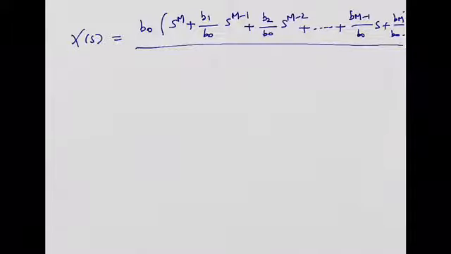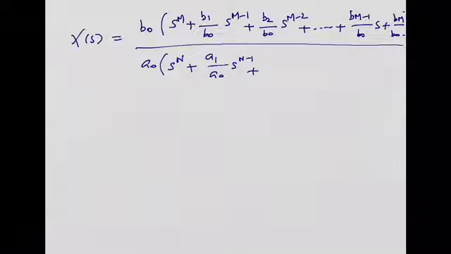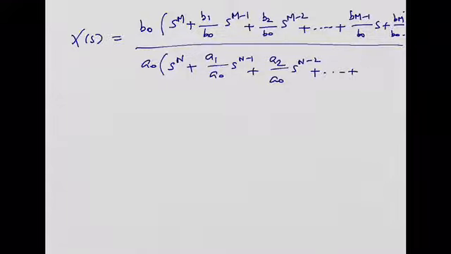divided by, if a0 is taken as a common factor from the denominator polynomial, then the denominator polynomial will become s power n plus a1 divided by a0 s power n minus 1 plus a2 divided by a0 s power n minus 2 plus etc. an minus 1 divided by a0 plus an divided by a0.